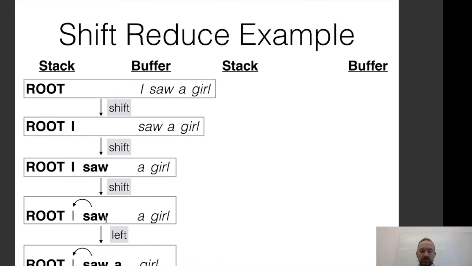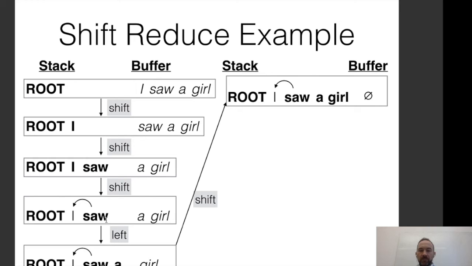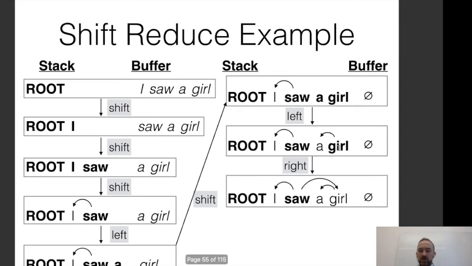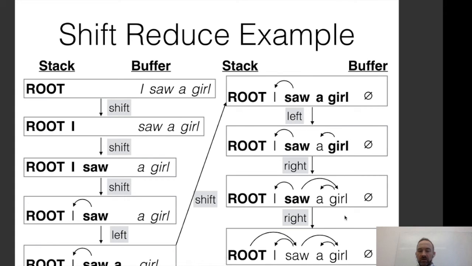Then we shift again. We shift again, so now we have all of our words on the stack. We reduce left, which means we make the left word a child of the right word on top of the stack. We reduce right, which means we make the right stack element a child of the left. So we had girl and saw, and we make girl a child of saw. And then we reduce right, so we make saw a child of the root, and we're done parsing.